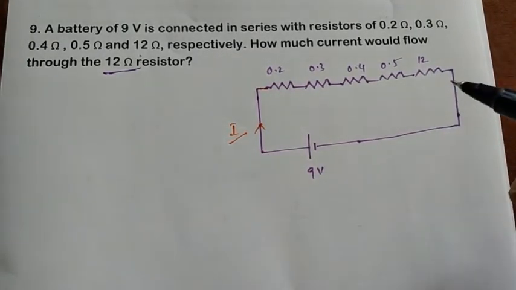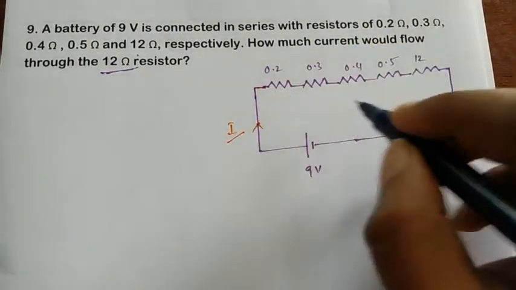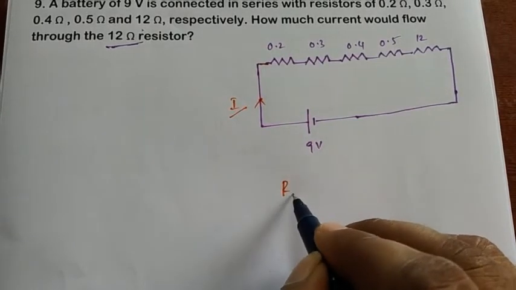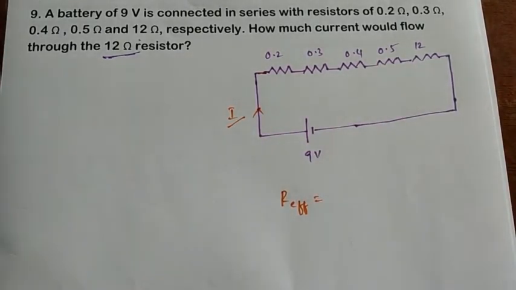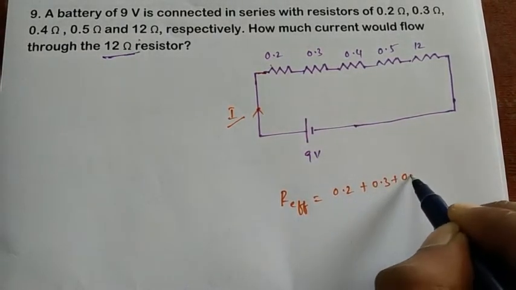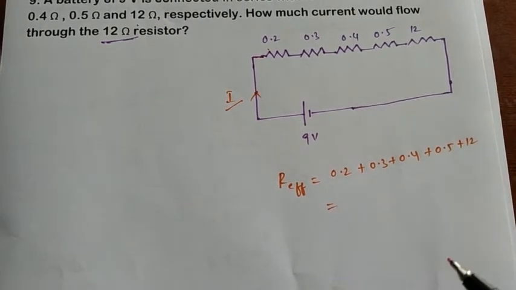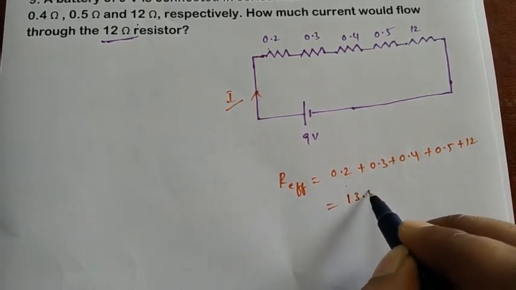In order to find I, the total current, we should find out the effective resistance of this entire series resistance. So how to find this effective resistance? R effective in series: we should add all the resistances, that's all. So R1 plus R2 plus R3 plus R4 plus R5. In this case 0.2 plus 0.3 plus 0.4 plus 0.5 plus 12. If you add all these, you will get 13.4 ohms.